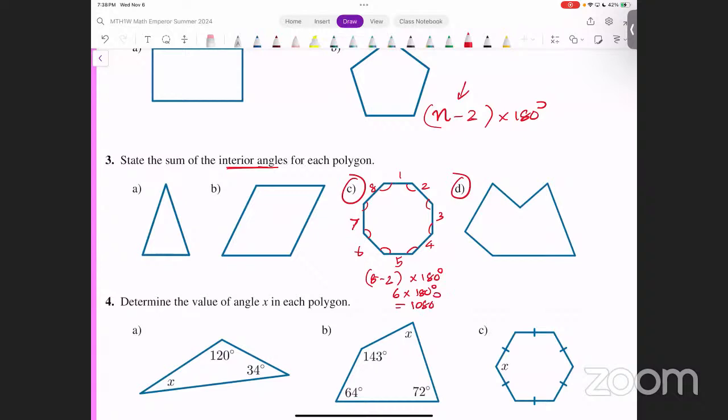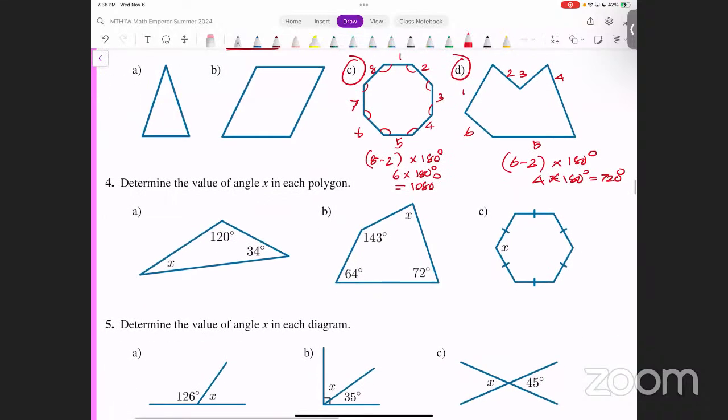Yes? All right. Shreya, what do you get for the next one? 720. So 6 minus 2 times 180, which is going to be 4 times 180, 720.